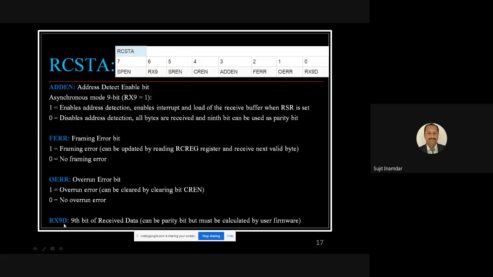And the last one, that is the RX9D. So again it is for the 9th bit. Whatever the 9th bit is received, that can be a parity bit, but it must be calculated by user firmware. So firmware is nothing but the hardware. There are some algorithms which are going to calculate the parity, to check whether the parity of the received data matches this one. For that, this bit is the 9th bit for received data. So this is about the receiver status and control register.